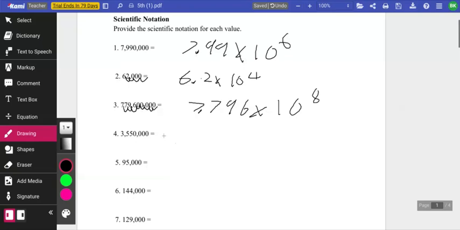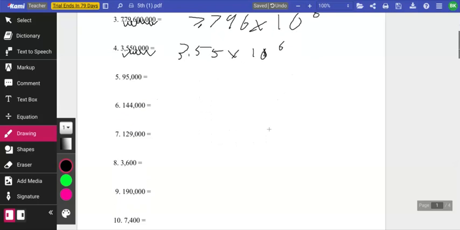For number 4, we have 1, 2, 3, 4, 5, 6 for the 3. 3.55 times 10 to the 6th power. And that's for our scientific notations.